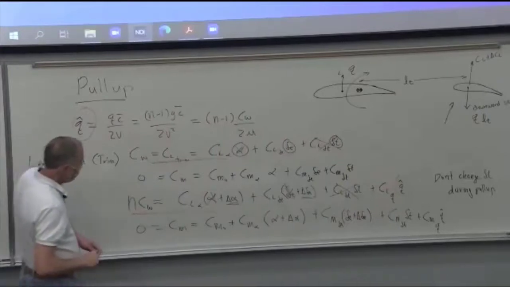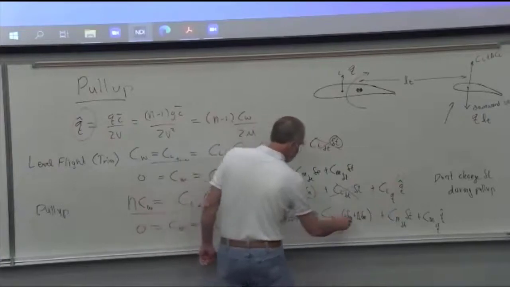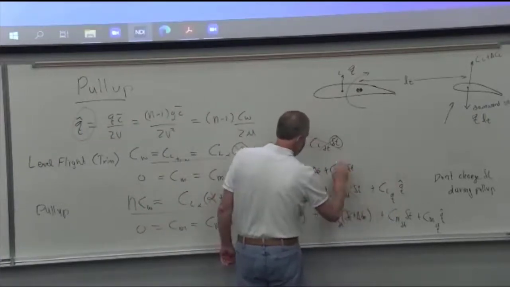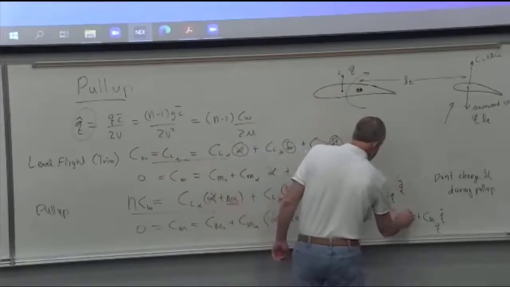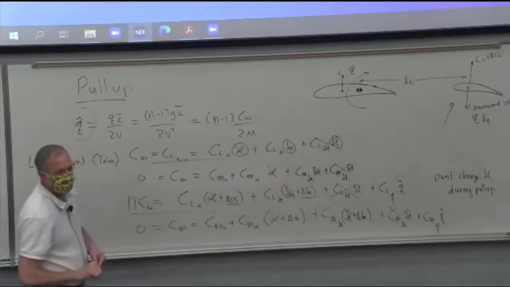And the same thing for the pitching moment. The alpha term gets out, so does the elevator term and the trim tab term. And so we'll be left with two equations for two unknowns that we can solve.